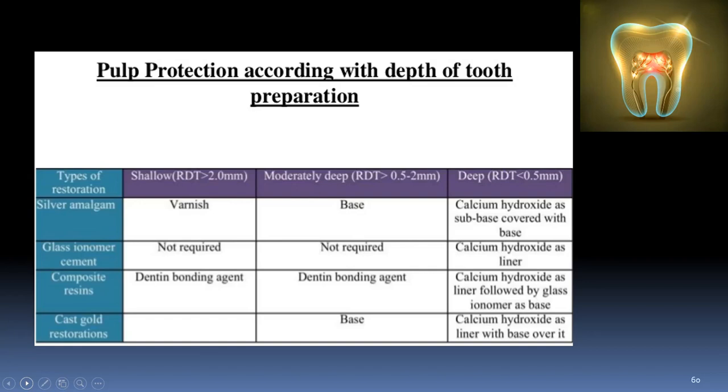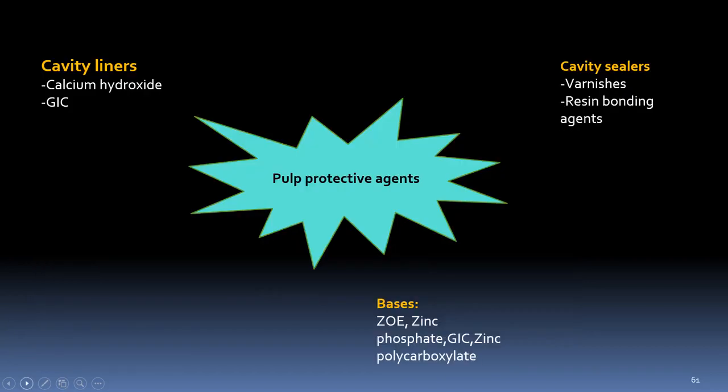In the case of a composite restoration, for a shallow one, dentine bonding agent is used, and for a moderately deep one, between 0.5 to 2 mm, dentine bonding agent is used, and in deeper cases, calcium hydroxide liner followed by glass ionomer cement as base. For the cast gold restoration, for a moderately deep one, we give a base, and for a deeper one, we go for a calcium hydroxide liner with a base over it. Cavity liners can be either calcium hydroxide or glass ionomer cement. Cavity sealers include varnishes and resin bonding agents, and bases, as we know, are different types of cement, which include zinc oxide eugenol, zinc phosphate, glass ionomer cement, polycarboxylate, etc.